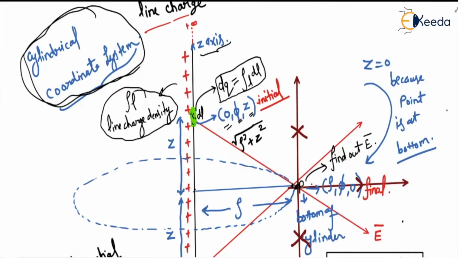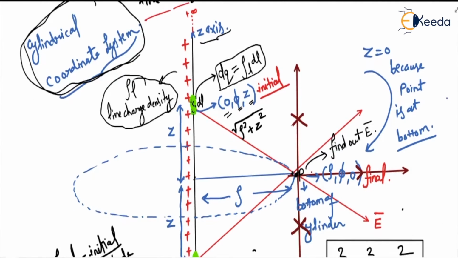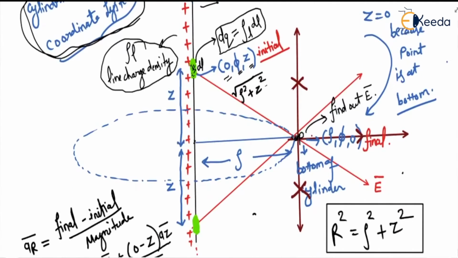Now this is the point B where we have to calculate the electric field intensity. Here is the point. Now we are joining this small section to this point, and this distance will be under root of rho square plus z square. Rho is the perpendicular distance from the line charge, and the coordinates of this point where we have to calculate the electric field intensity are rho, phi, 0.